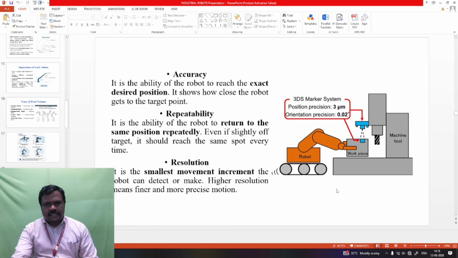First one is accuracy. Accuracy is the ability of the robot to reach the exact desired position. It shows how close the robot gets to the target position. Repeatability is the ability of the robot to return to the same position. Even if slightly off target, it should reach the same spot every time. Then resolution is the smallest movement increment the robot can detect or make. Higher resolution means finer and more precise motion.